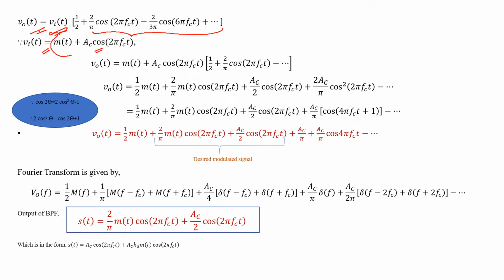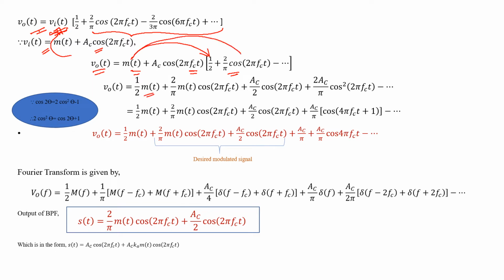So can you substitute the value for Vi(t) in this equation? You will get V0(t) = [m(t) + Ac cos 2 pi fc t] into your gp(t). Next, what you are going to do is cross multiply it inside. So m(t) into 1/2, that is, you have got 1/2 into m(t).